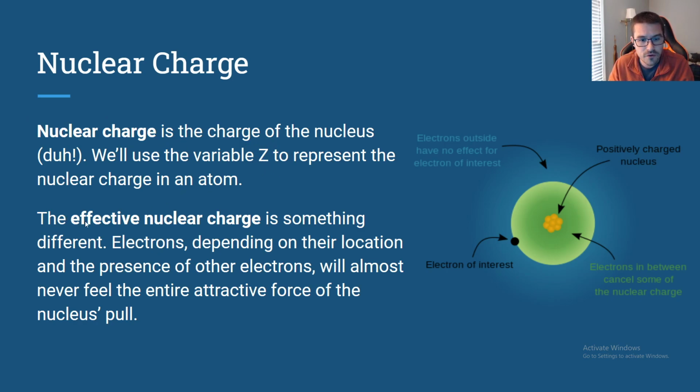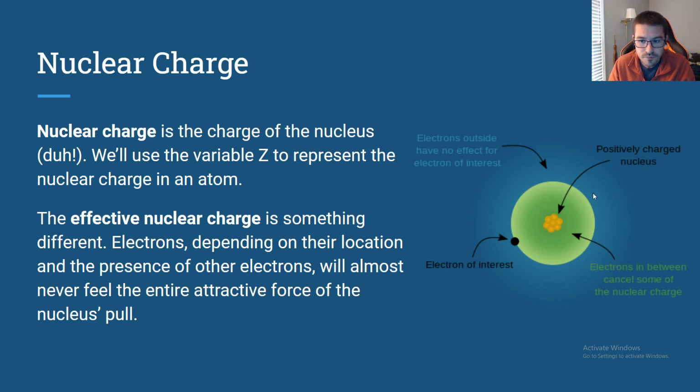The effective nuclear charge, and we're really going to be talking about this a lot today. I think this is a good and useful term to talk about. The effective nuclear charge is something different. Electrons, depending on their location and the presence of other electrons, will almost never feel the entire attractive force of the nucleus's pull. So let's say you're this electron here, the electron of interest. You are going to feel an attractive force from the positively charged nucleus.